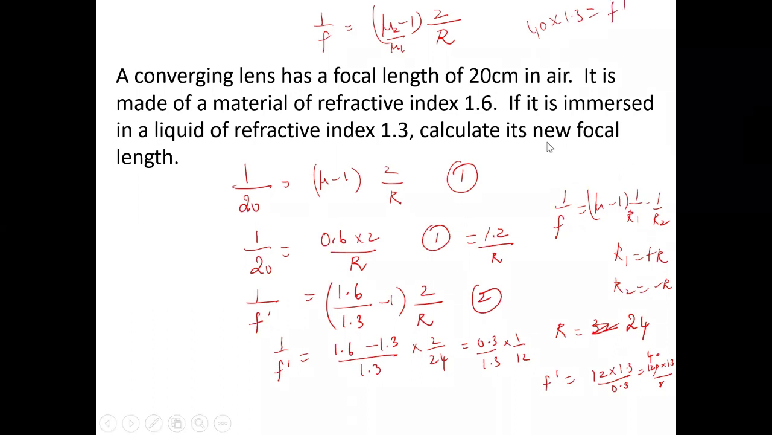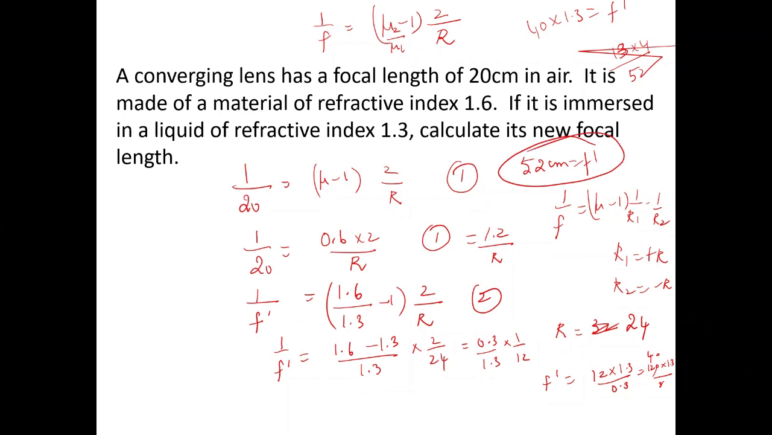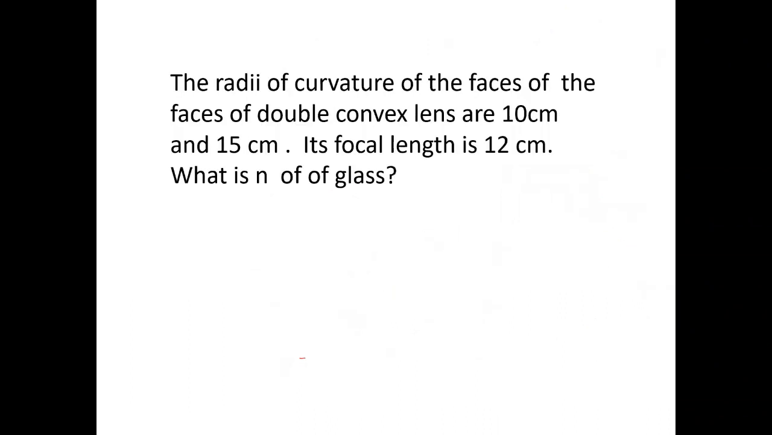Okay, focal length is increasing. See, previously in air it was 20 centimeter. Now 40 into 1.3 will be how much? 13 into 4, 52, no? Are you getting the answer as 52 centimeter? F dash is 52. So it is behaving like a convex lens. I'm getting the answer as plus 52, but focal length has increased when it is immersed in a liquid of refractive index 1.3. So this also if the students can do.